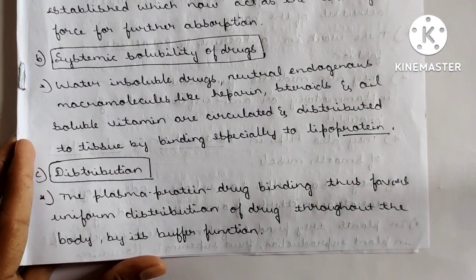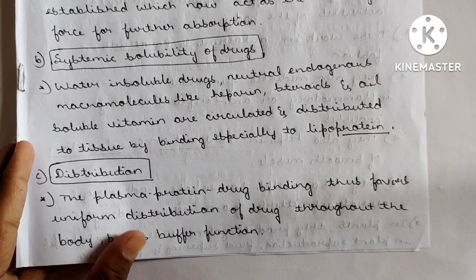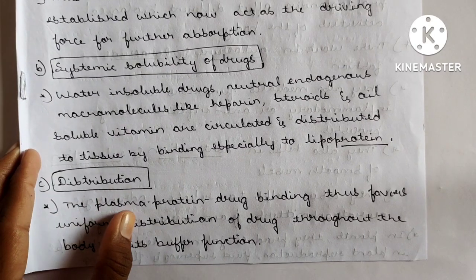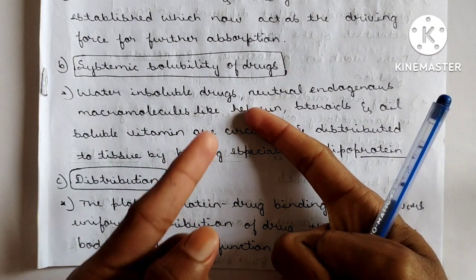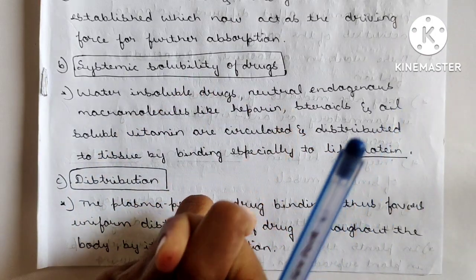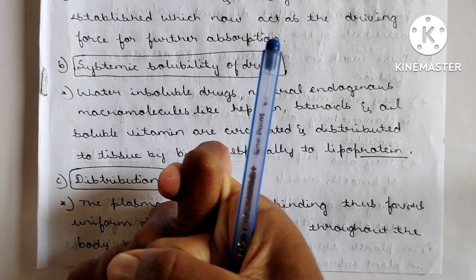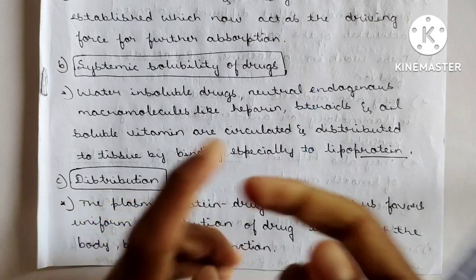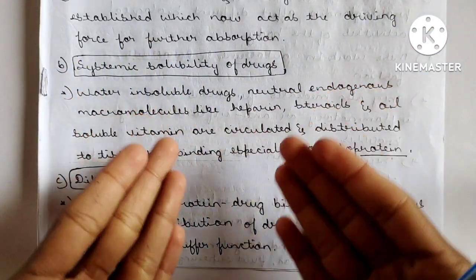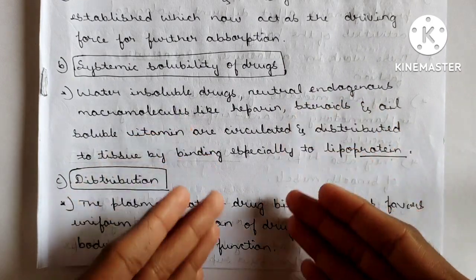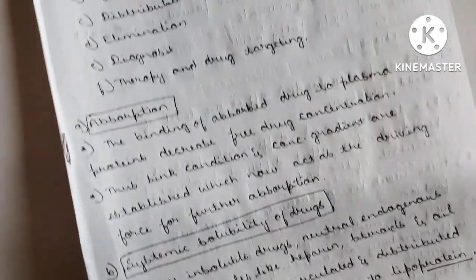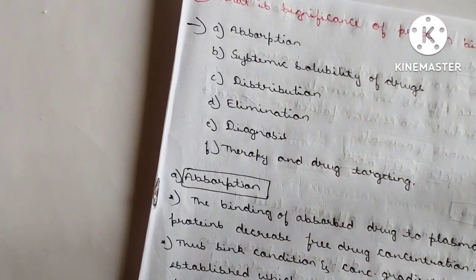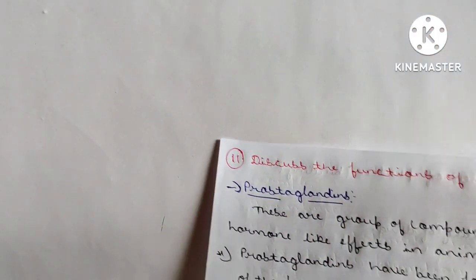Then distribution: plasma protein drug binding favors uniform distribution of the drug throughout the body by its buffer action. Binding of the drug and plasma protein increases the distribution capacity of the drug, distributing it everywhere. Increase in distribution means increase in the pharmacological action of the drug. Absorption is main, distribution is main, and systemic solubility of the drug is also a very important factor here. These all are the significance of protein binding, a very important one.